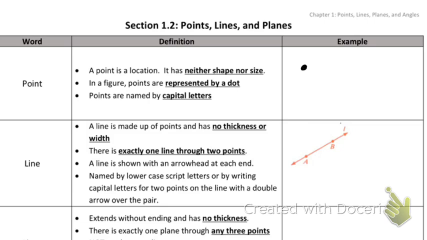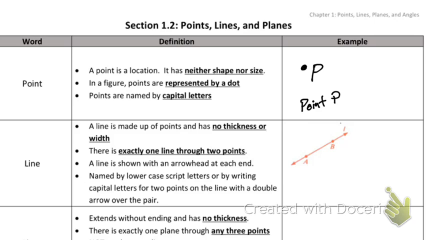In a figure, points are represented by a dot. That's what I just drew. And points are named by a capital letter. And what we usually do is we put the capital letter right by that point we drew. I'll call it point P. So you'll see this on a sheet of paper, and I'd say, what's the name of that point? And you'd say, hey, Mr. Pabian, that is point P. And you just call it a capital letter P. All right, we start with a point.